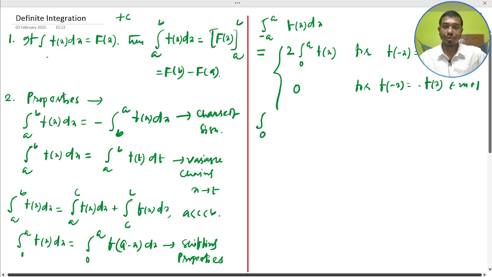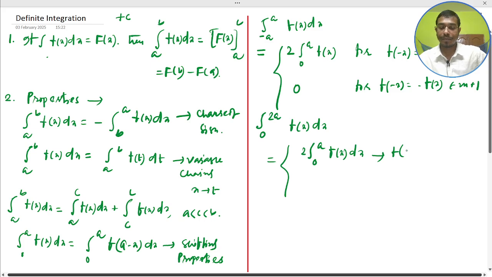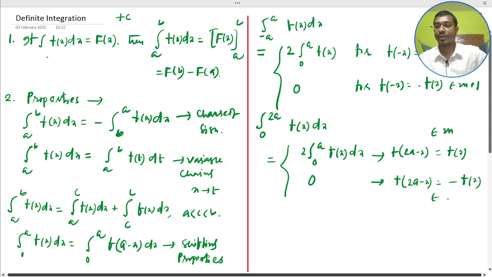Next, the integral from 0 to 2a of f(x) dx, this would be very important. It is 2 times the integral from 0 to a of f(x) dx for f(2a minus x) equal to f(x), the even case, and 0 for f(2a minus x) equal to minus f(x). This is the even belongs to 2n, and this is the odd, 2n minus 1, plus minus 1.